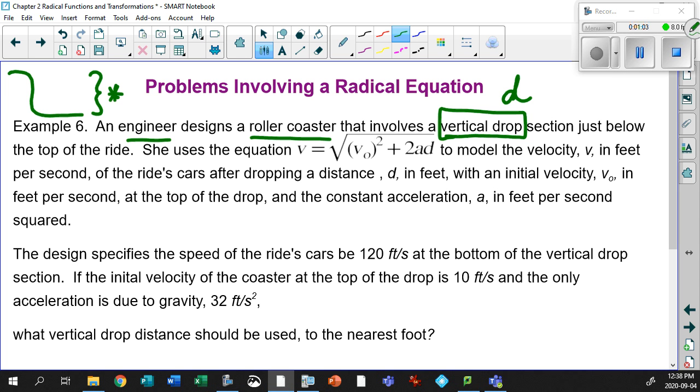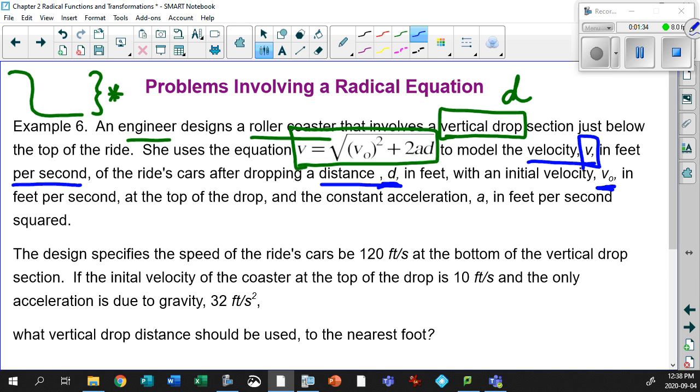Now she uses the equation v equals the square root of v naught squared plus 2ad. If you know a little bit about Science 10, you know that v stands for velocity, a stands for acceleration, and d stands for distance. They're using this equation to model the velocity, v in feet per second. Oh, that's interesting. That's very American. Of the ride's cars after dropping a distance. Oh, there it is, just like we thought. Distance is d, with an initial velocity.